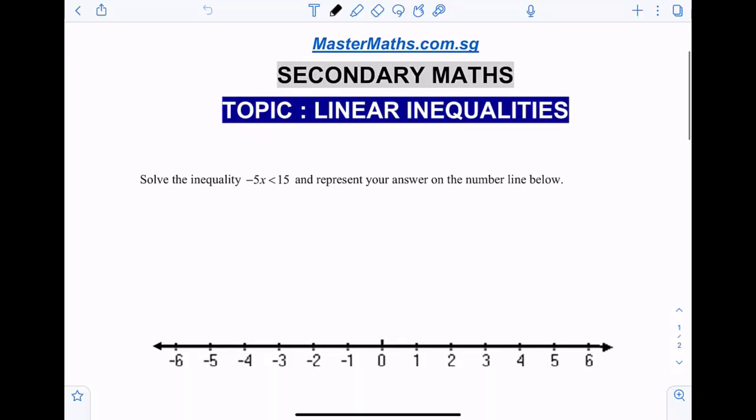Linear inequalities for secondary school students. Solve the inequality. Negative 5x is less than 15. Represent your answer on the number line below. Now, there are actually two ways to do this, and I'm going to explain both ways to you. First method.